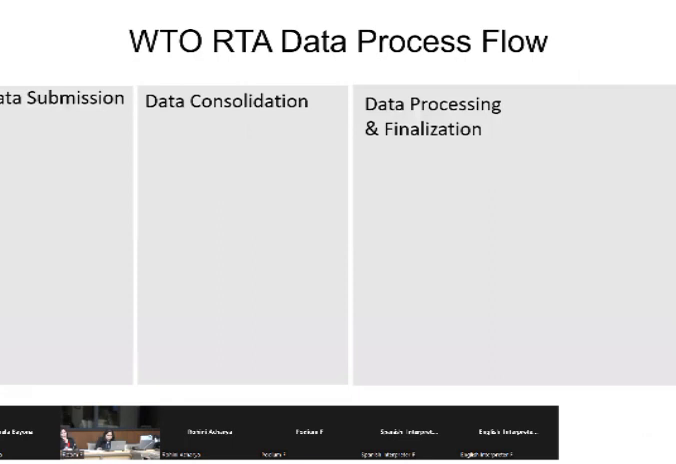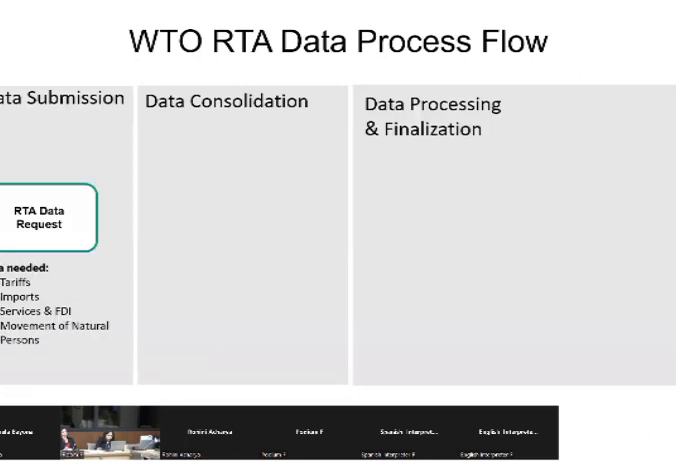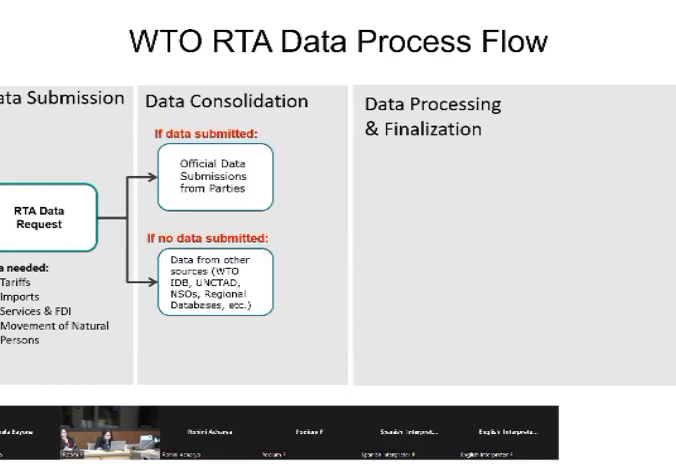So what does this data process include? We start with data submission, which comes in the form of an RTA data request sent out to members, usually via email. And it includes the data needed for the specific RTA, which, depending on the type of agreement, will include data on tariffs, imports, services, and foreign direct investment, and movement of natural persons. So this can be taken from different sources.